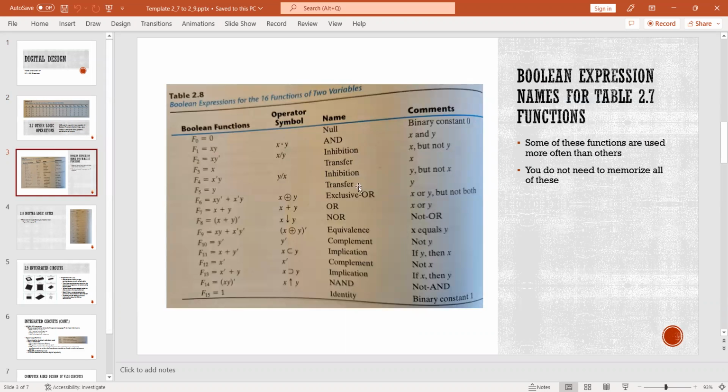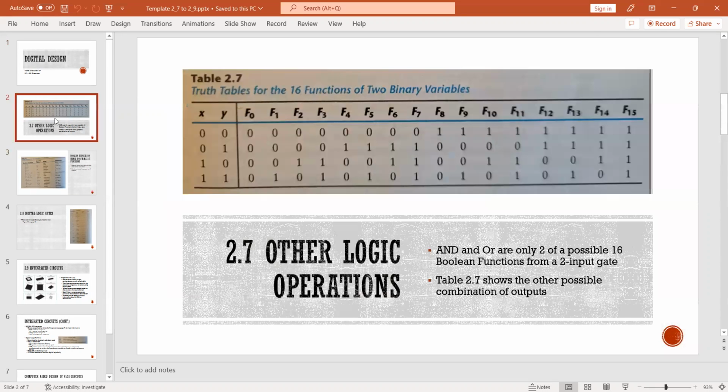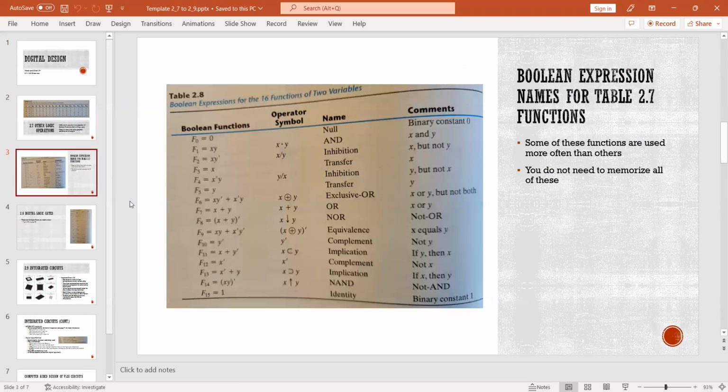So we've been doing the AND, and the other one is the OR, and you can see that that is F7 on the chart. If either one is high, then you get a 1 as an output. It names the rest of these. Some of these that you may have heard of are exclusive OR, NOR, and NAND, if you've done any of this digital logic before. You do not need to memorize all these names and all these functions because some of them are used more than others.